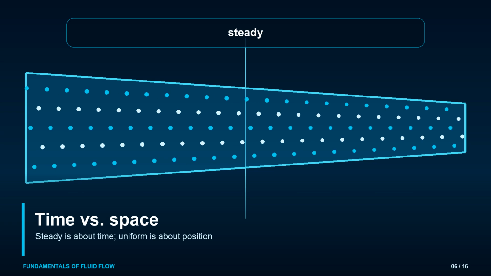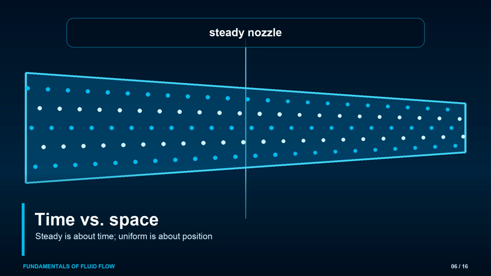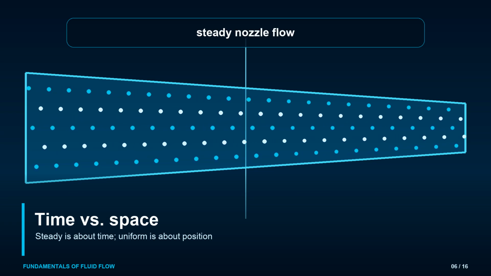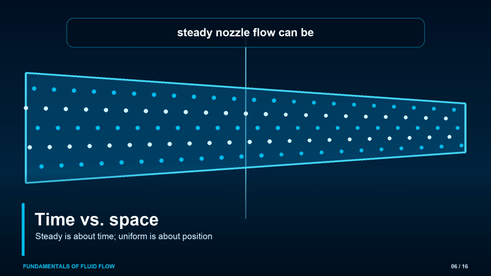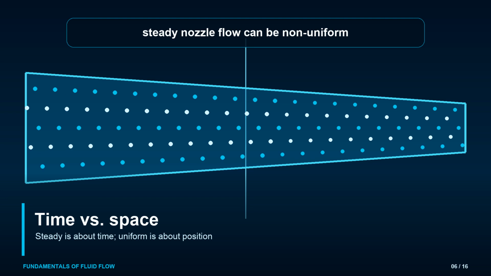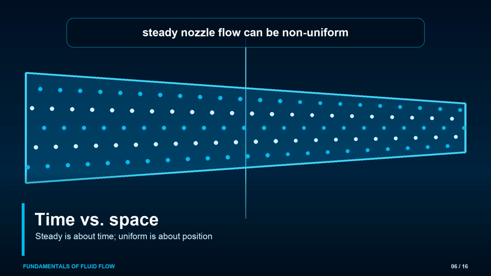This distinction is important. Steady describes change with time at a fixed point, while uniform describes change from point to point at one time. A flow can be steady but non-uniform, such as constant discharge through a fixed nozzle.